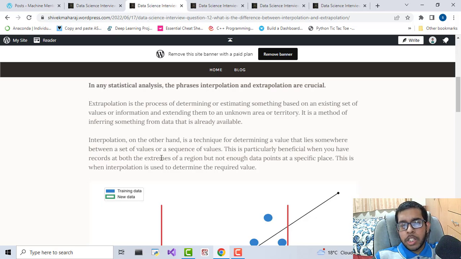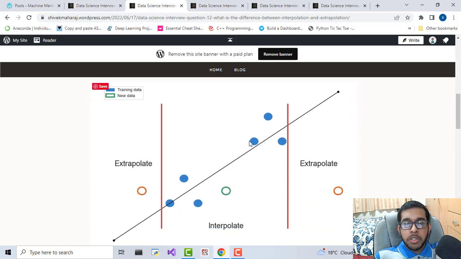Okay, those are the extremes, the lowest set of values and the highest set of values. As you can see, the blue dots here are actually the data points. On the left, that's at the lower extreme. On the right, that's at the higher extreme. And the green circle we see is the interpolated value.